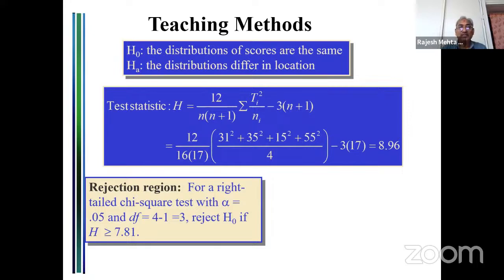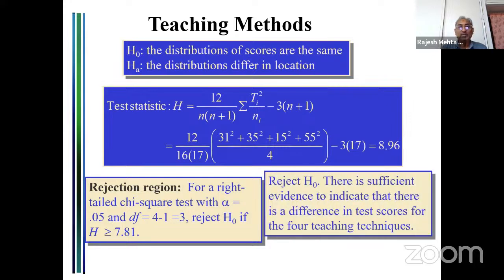So for degree of freedom 3, if it is less than 7.81, suppose this figure is 5, we would say that there is no significant difference. We'll accept the null hypothesis. There is no variation. But this is 8.96. And so we reject the null hypothesis and we say that there is sufficient evidence to indicate that there is a difference in test score among the four techniques.